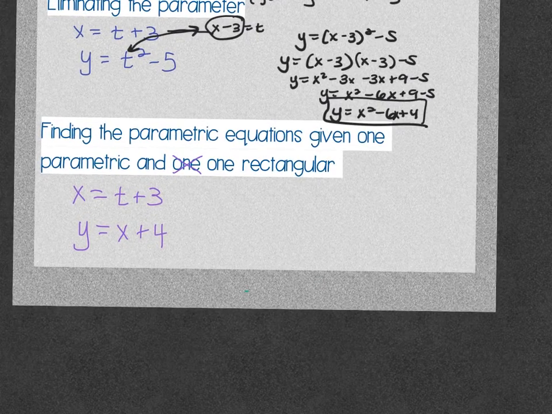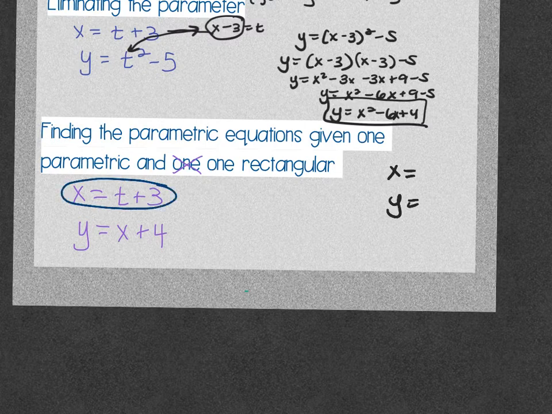All right, last one in parametric says finding the parametric equation given one parametric and one rectangular, but there's just one of those. So in this case, you're going to have one equation that has a t and one that doesn't. And your result is actually two equations that both have the t. So this is actually part of my answer.